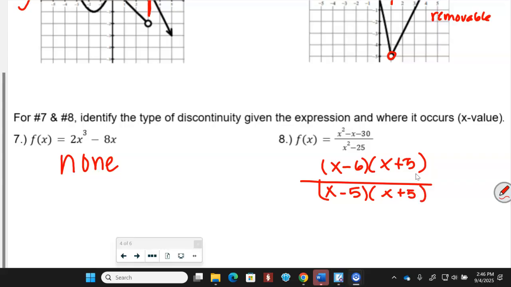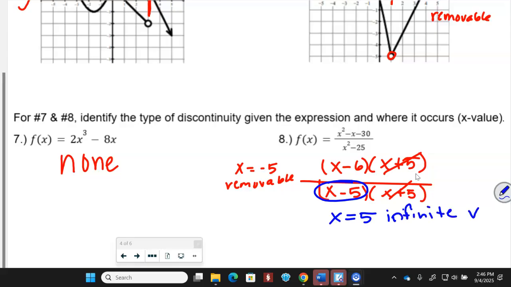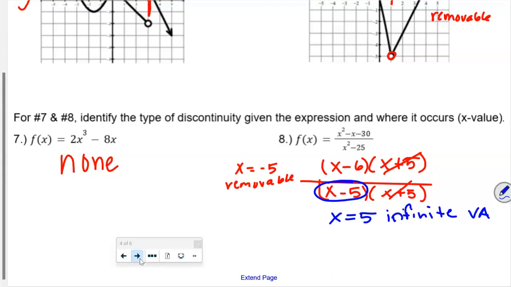So we notice here these cross out, so x equal to negative 5 is going to be removable, right? Because that's where a hole would be, right? Okay. Then notice we still got this guy down here. And this is going to be our infinite, right? So this is going to be x equals 5, and this one's going to be infinite because it is a vertical asymptote. Remember, if you have anything left in the denominator, it's going to be a vertical asymptote, and thus it's going to be infinite there.